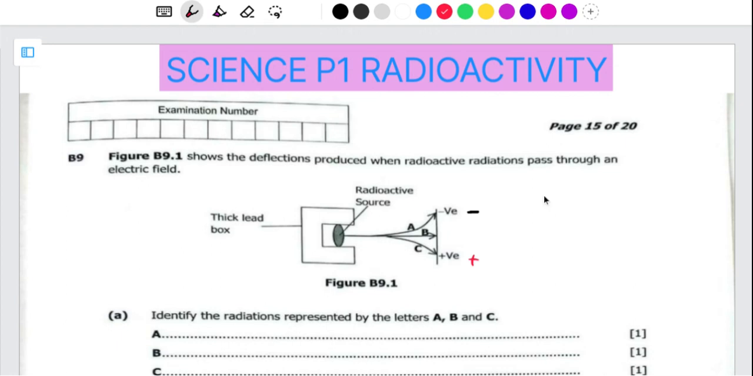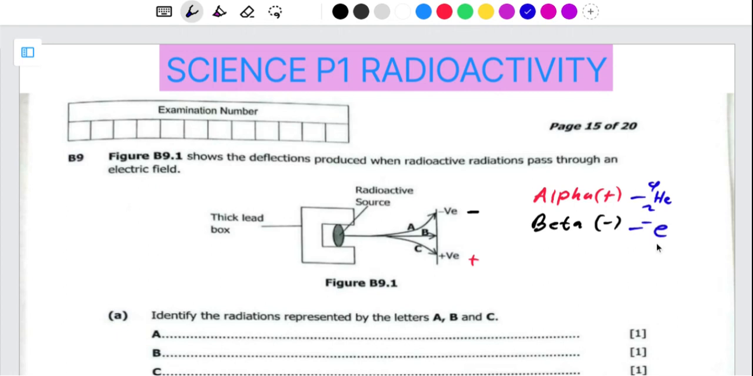Let me start with alpha. Alpha is positively charged. You are going to judge according to the nature of these radioactive radiations. Then we also have beta. Beta is negatively charged. It has a nature similar to that of a high-speed electron. Alpha has a nature similar to that of helium, so it has 4 here and then 2. Then for an electron, it is this one.